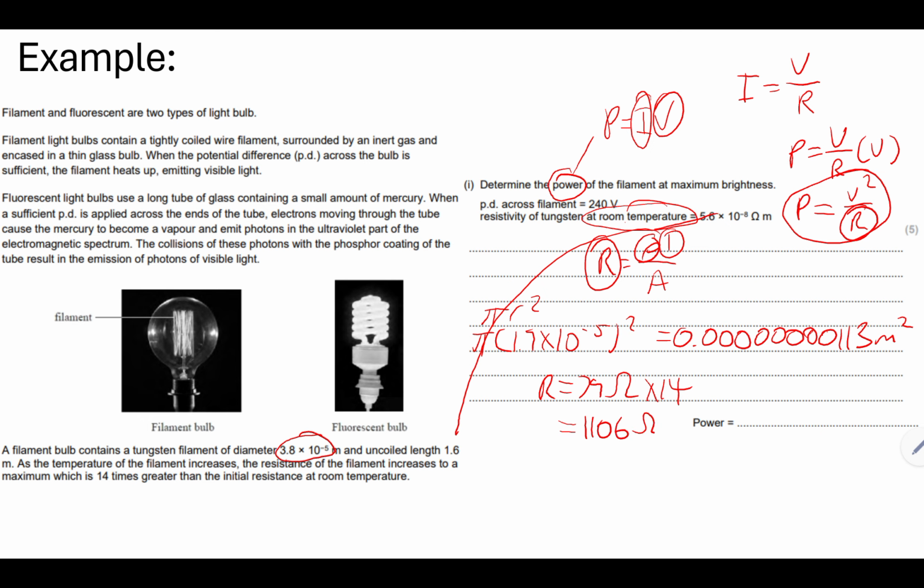1106 ohms. And now we just need to sub it into the power formula, which is 240 squared over R, which is 1106. And when we do that, we will get 52.08 watts. And that is the answer. Don't forget the units, as it's not given in the question.